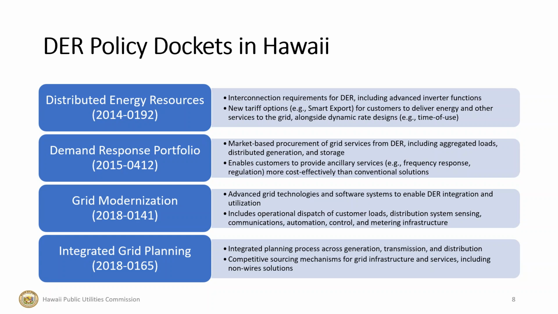In this docket, we've developed new interconnection requirements for distributed resources, as well as new tariff options for customers that want to interconnect. We've also got the demand response portfolio, where we're enabling both competitive solicitations as well as tariff options for procuring grid services from distributed resources, ancillary services. These resources could include PV and storage, but actual customer loads can also provide some of these services as well.